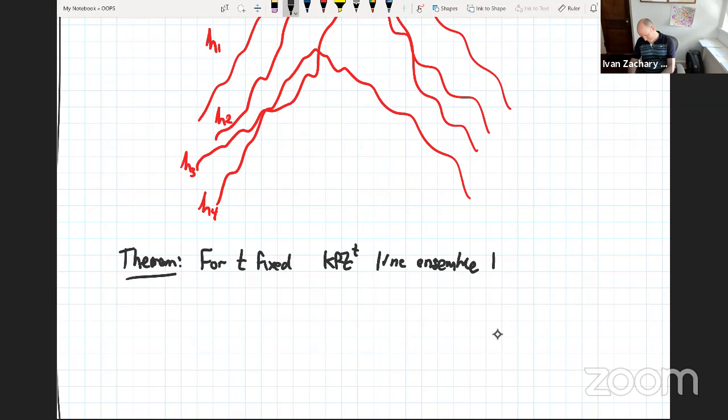has what I'll call a soft Brownian Gibbs property. And what does that mean?